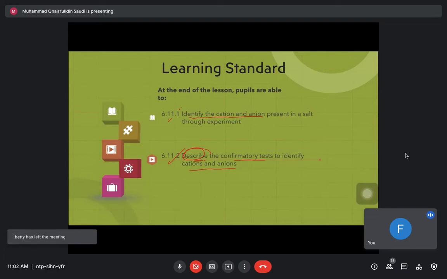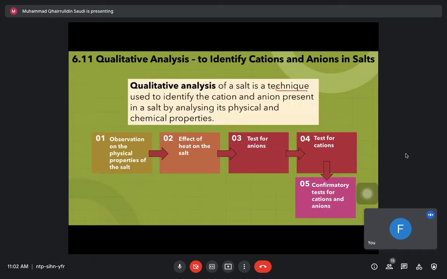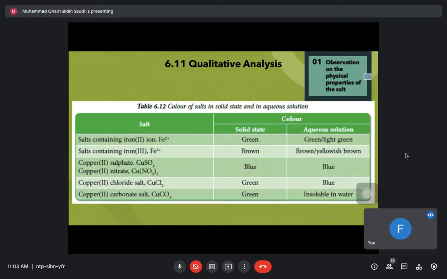So we are still in qualitative analysis, a technique to identify the cation and anion present in the salt. We already settled steps 1, 2, 3, and 4, and today we are going to see the confirmatory test for cations and anions. This confirmatory test is actually to just confirm the cation or anions that we already tested in step number 3 and step number 4. Let's see one example.